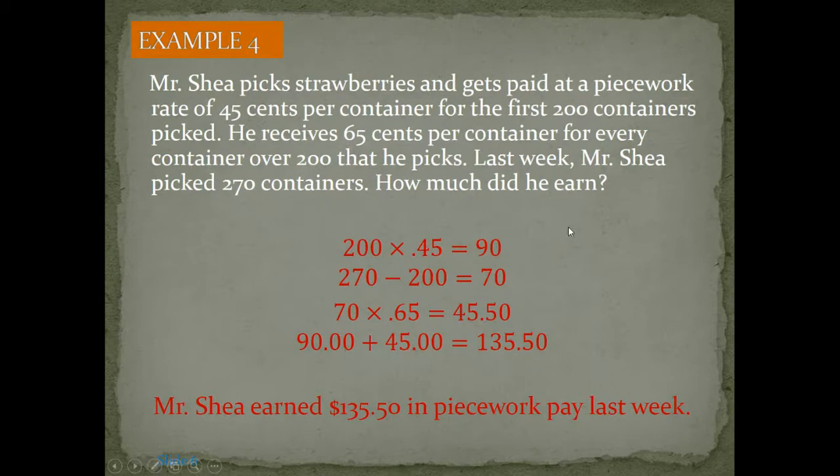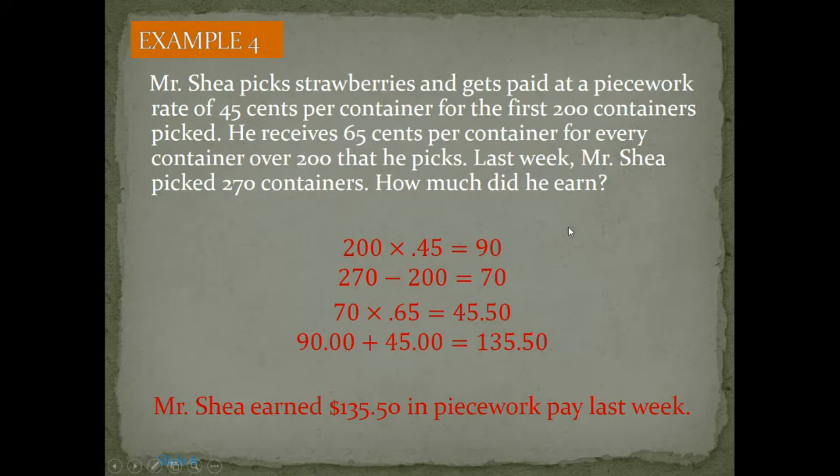And then our last example. Mr. Shea picks strawberries and gets paid at a piecework rate of 45 cents per container for the first 200 containers picked. So this is how farmers could be getting paid. I don't know if they do it this way or not, but this is just an example of where you would see this piecework rate actually applying.